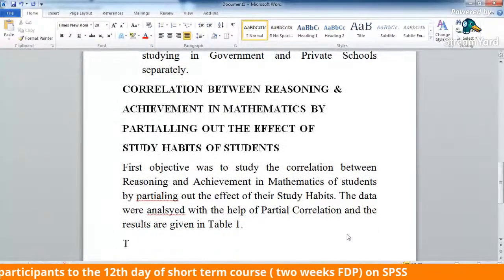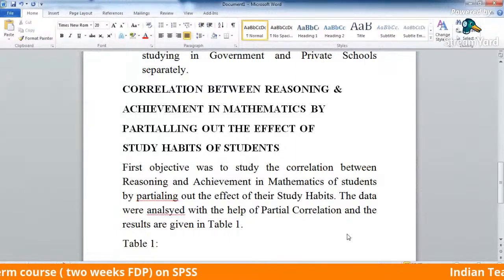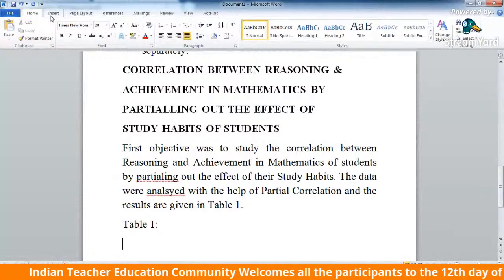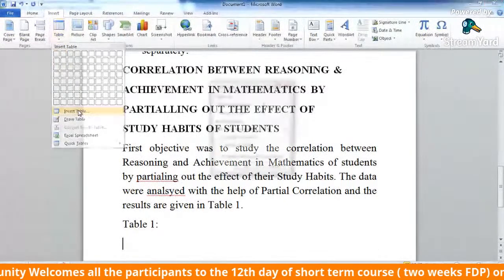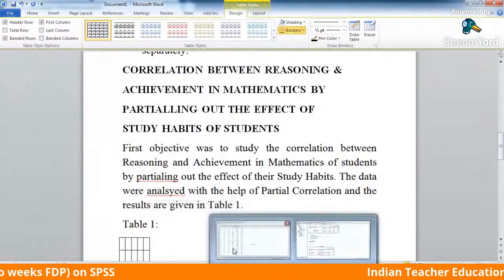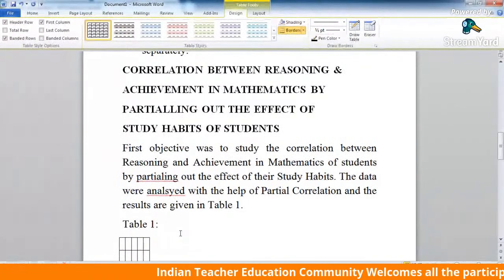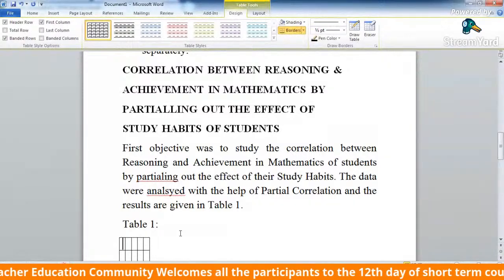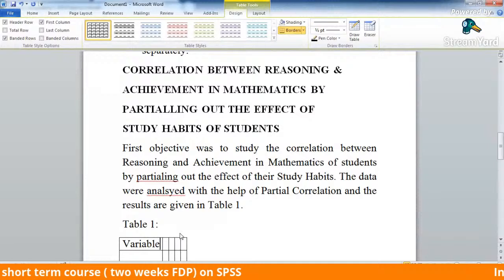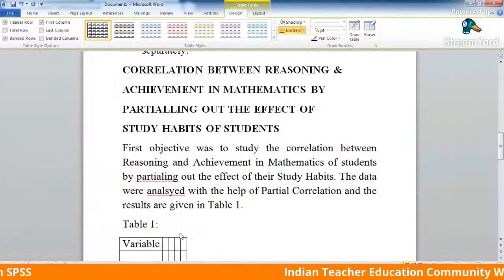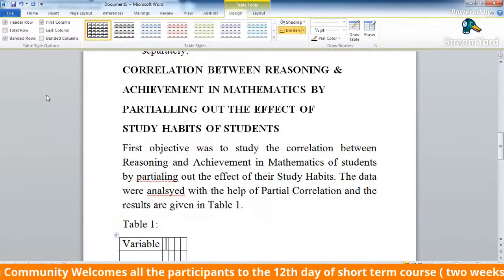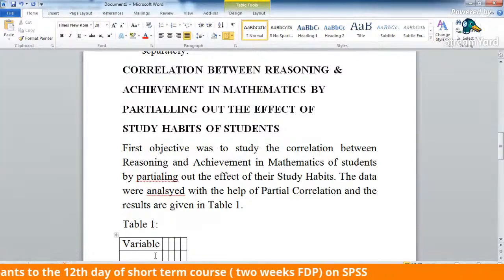Now here I have to make a table, and you can insert the table. So we go to insert, and I say table, and I say insert, and I want to auto fit. All right. Now here I have to mention the variables, and here you are having the 3 variables. And then I have the partial correlation. So let us write the variable first.